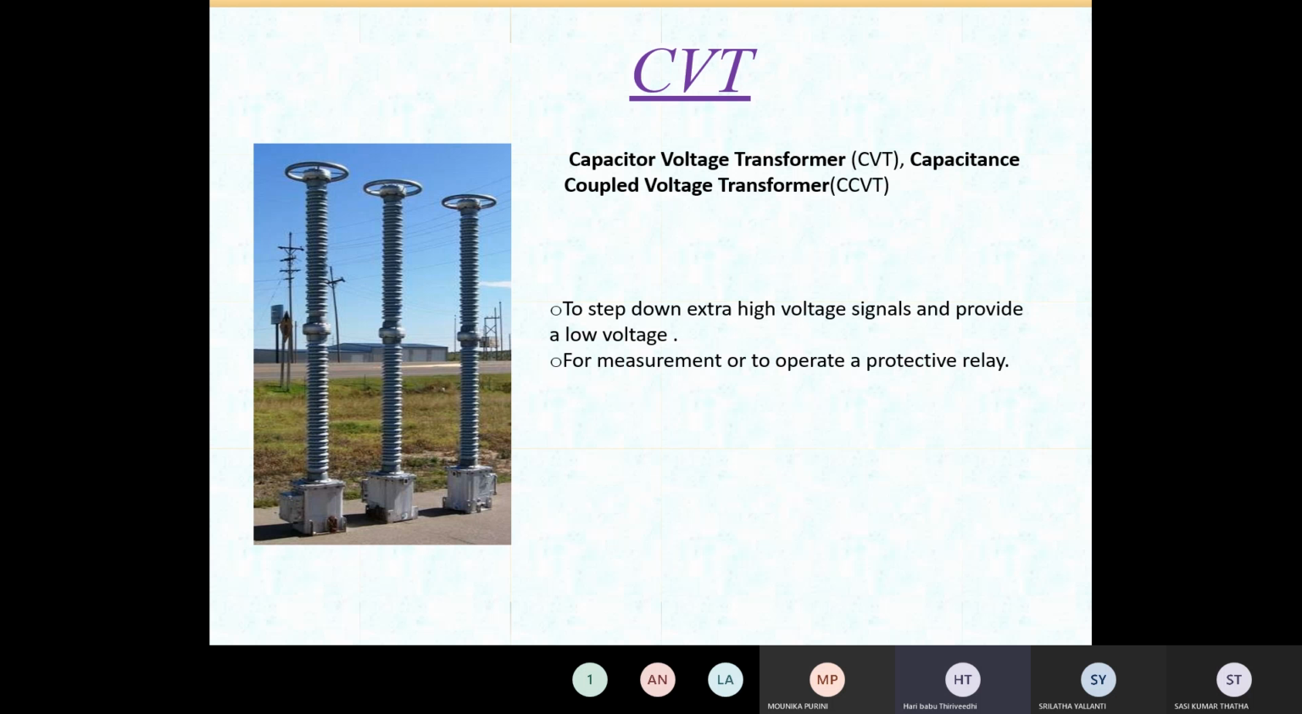So that is the instrument transformers, the capacitor voltage transformer or coupled voltage transformer. To step down extra high voltage to a low voltage directly, at that time we are utilizing a capacitor voltage transformer or capacitance coupled voltage transformer.